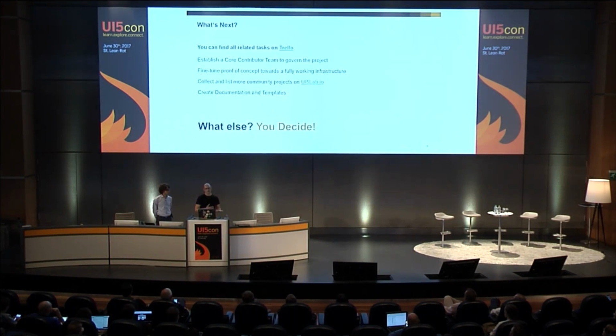So we have this Trello board where I have all the tasks listed, but I try to extract the most important ones, which is to find really a core contributor team, because currently we have people helping us making it work, but we want really to be governed as a community, and then we need some kind of core contributor team. We want to fine-tune this prototype that we have shown today a little bit more to make it more robust and stable, and also to remove some technical issues still.